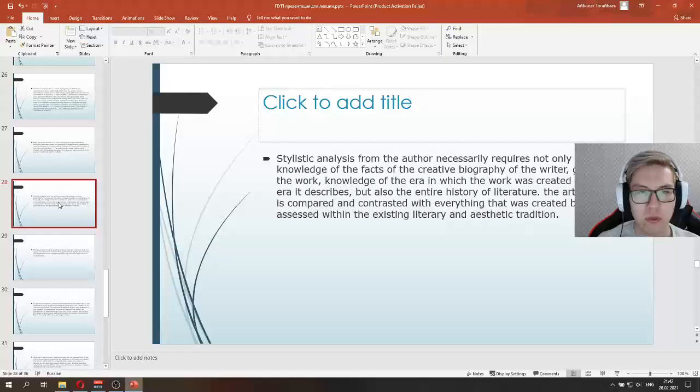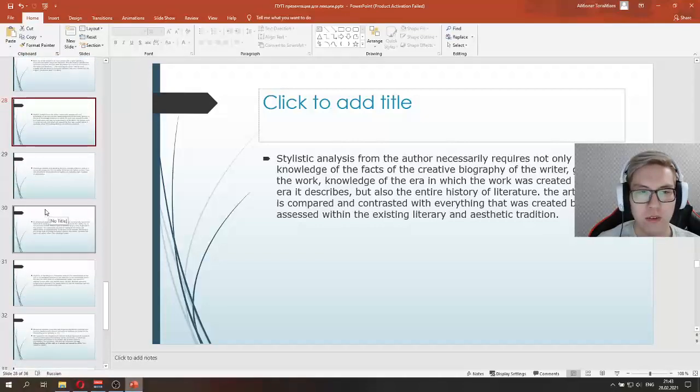Stylistic analysis from the author necessarily requires not only knowledge of the facts of the creative biography of the writer, the genesis of the work, and knowledge of the era in which the work was created and the era it describes, but also the entire history of literature. The artistic work is compared and contrasted with everything that was created before it, assessed within the existing literature and aesthetic tradition.